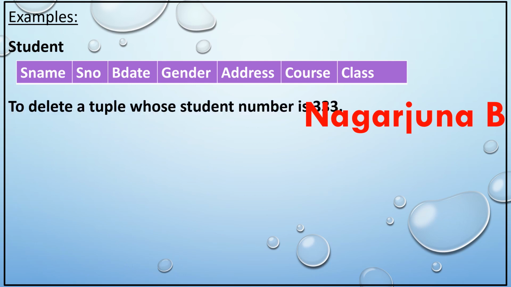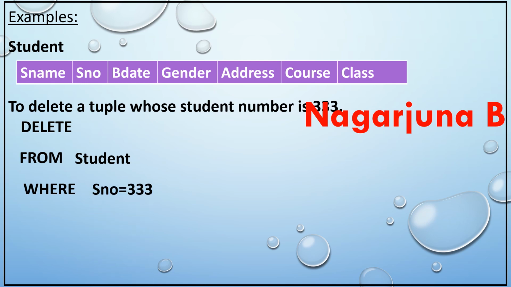Here, to delete a tuple whose student number is 333. So here 333, that is the student number SNO, is a primary key. In this case it will delete only one tuple which matches with SNO equal to 333. How to write that? Delete, you can write either in uppercase or in lowercase, from, either in uppercase or in lowercase. The relation name is student with the condition SNO equal to 333.